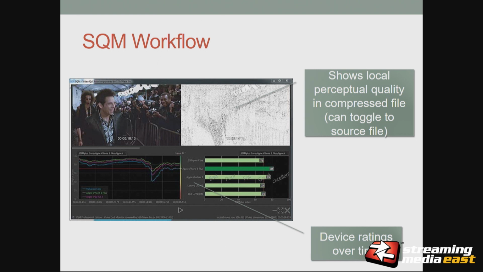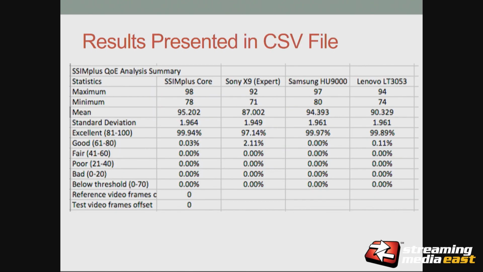This is the original file, and then you can toggle between the compressed file and this visualization here, which shows the differences between the compressed and the original file. And these are the scores on an ongoing basis. It's playing through the file in real time and calculating the scores. And this is what you get back from the SQM tool.